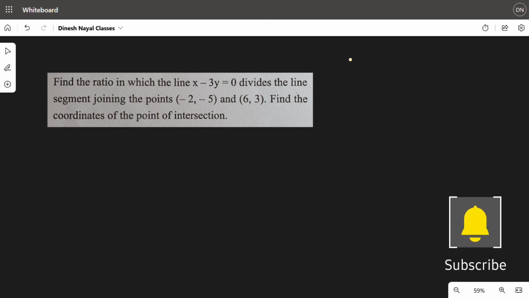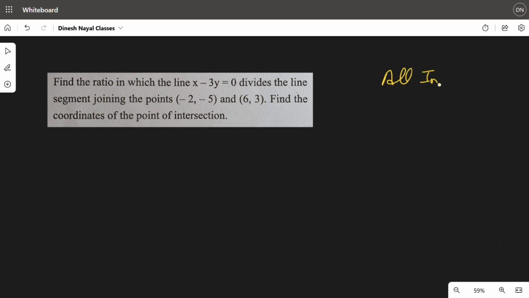Okay, now the last question of the video that we are solving. This is from All India CBSE board only, and I think 2019, and this is from section C, the 3 mark section. This was question number 16. Find the ratio in which the line x minus 3y equal to 0 divides the line segment joining the given points. Find the coordinates of the point of intersection.